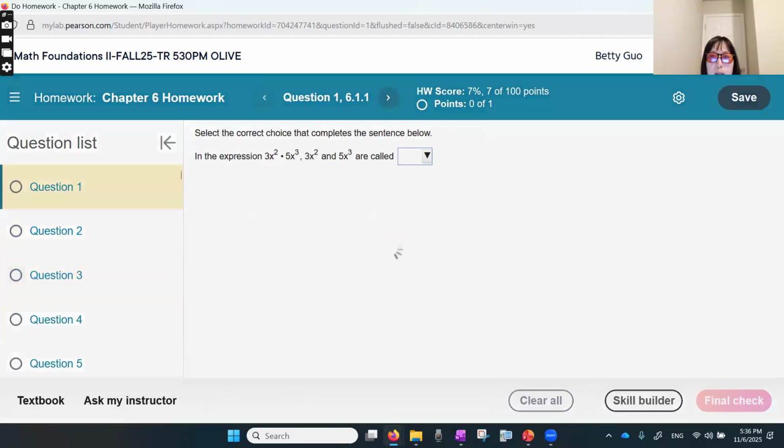I'm going to try to write on here. I remember there's a way to write it here. So the first one, I need to try to get it as fast as possible. So the first question: select the correct choice that completes the sentence below. In the expression 3x squared plus 5x cubed. What is that? Why is it so small? Oh my gosh.